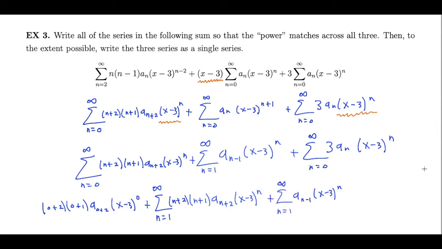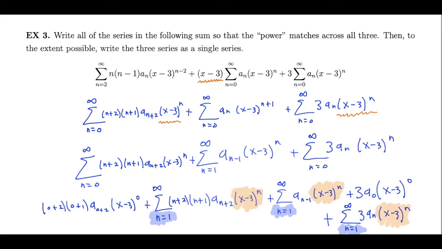At this step, this second series is just along for the ride. And then for the third series, I will once again peel off the extra term as I did with this first series here. The extra term here when n equals 0 will be 3 a sub 0 times (x minus 3) to the 0. And then the remaining terms for n equals 1 through forever, I will once again write in this standard sigma notation. So now I have all three of the series written in such a way that their starting indices match, and more importantly, written in such a way that these power terms all agree.